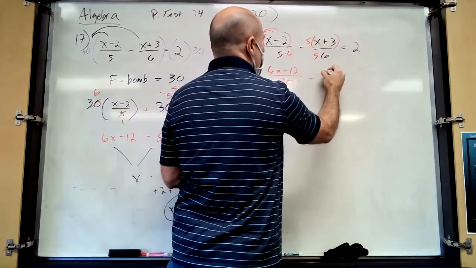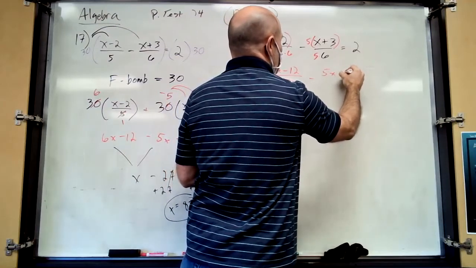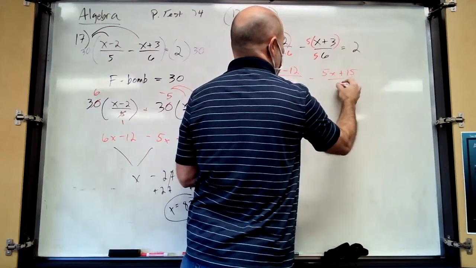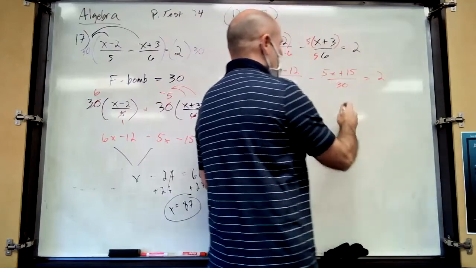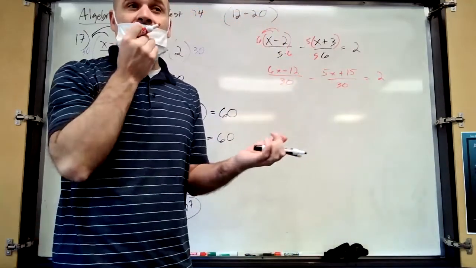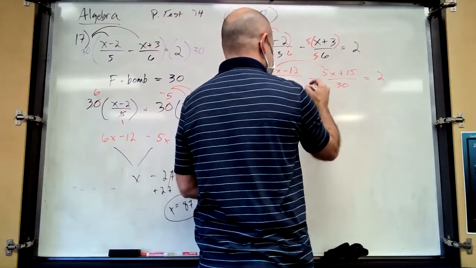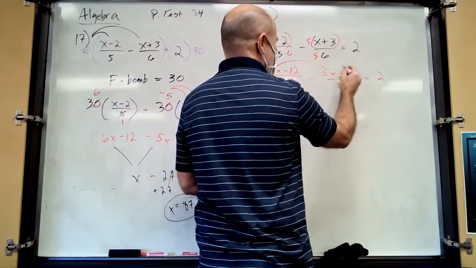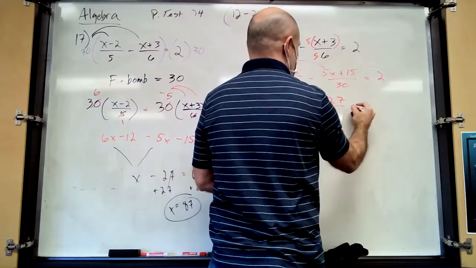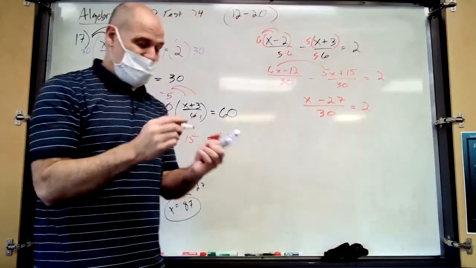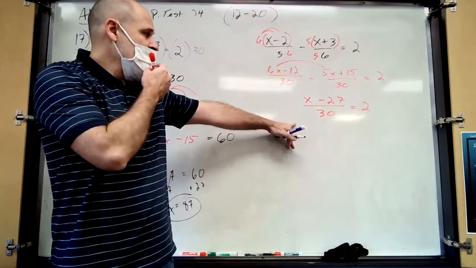And then I get 5x plus 15 over 30, but I'm subtracting that whole thing, equals 2. So now you have common denominators, so add the numerators. 6x minus 5x is x. Negative 12 minus 15 is negative 27. See what I'm doing so far? I just found a common denominator so I can add the fractions.